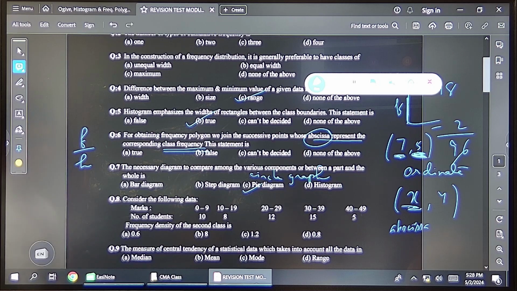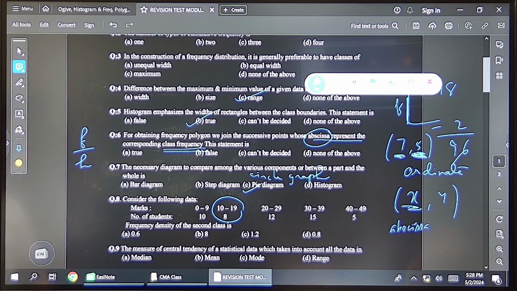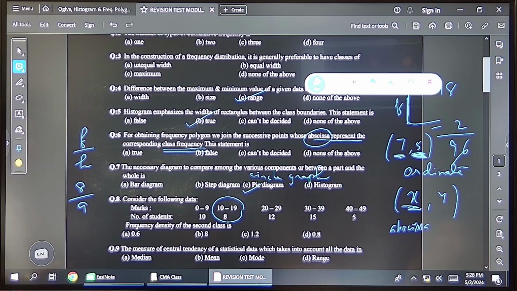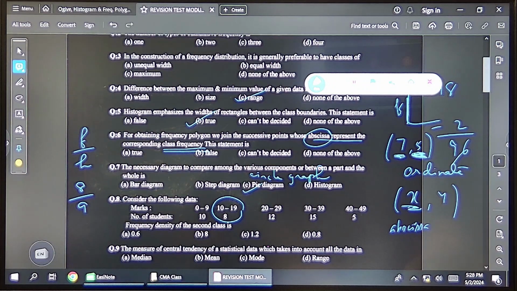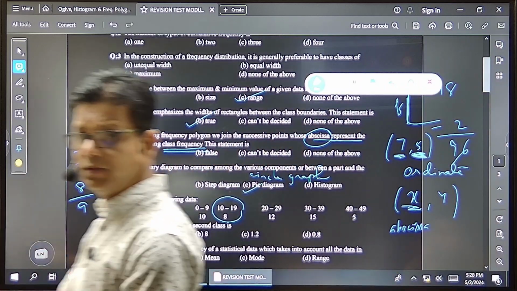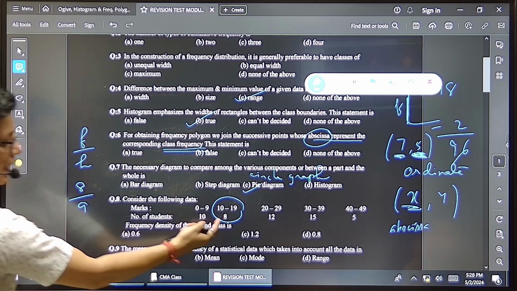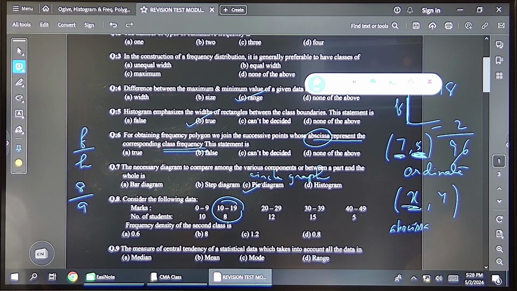Now, number 8. Find the frequency density for the second class. What is the frequency density? f by h. The frequency is 8. Will the answer come as 8 by 9? Check it. No, it's not correct. Can you say why it is not correct? I'm saying everything is correct, but there is one more observation. I said f by h is frequency density, and you are also saying it correctly. The frequency is 8. 19 minus 10 is how much? 9. So 8 by 9 should be the answer, but it is not. Do you know why?